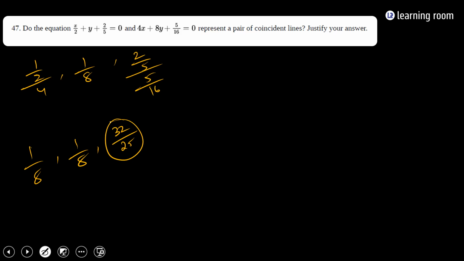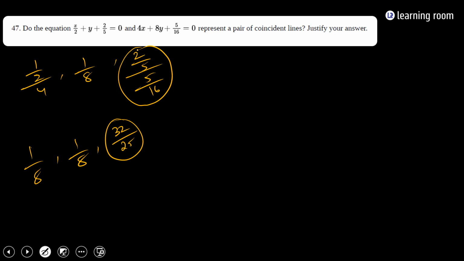They're parallel lines. Okay, now I want to extend the question. Let me see how many of you are observant. I want you to make a change in them, changing one of the constants, so that they become coincident lines. Change the question.